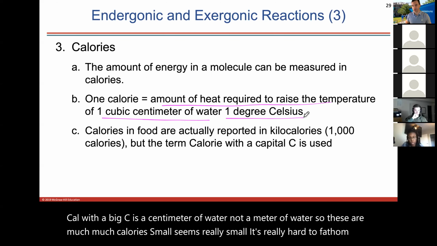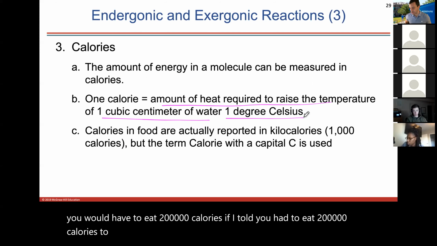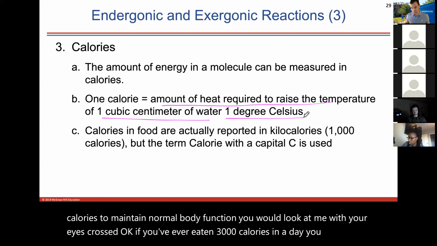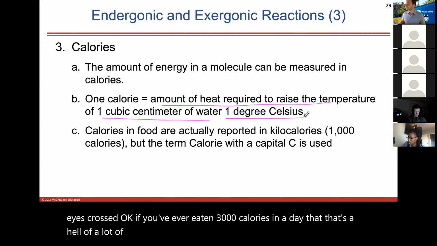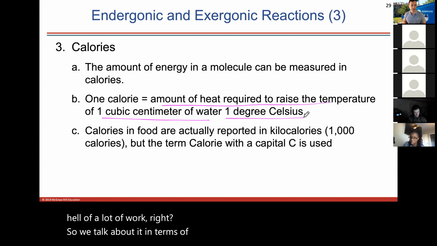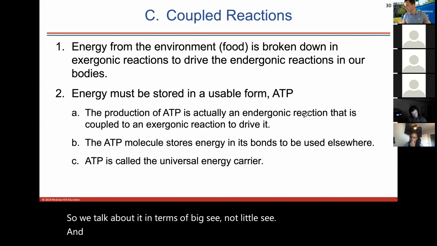You would have to eat 200,000 calories. If I told you you had to eat 200,000 calories to maintain normal body function, you would look at me with your eyes crossed. If you've ever eaten 3,000 calories in a day, you know that that's a hell of a lot of work. So we talk about it in terms of big C, not little c. They're coupled. I mean, this is gen bio boring nonsense.